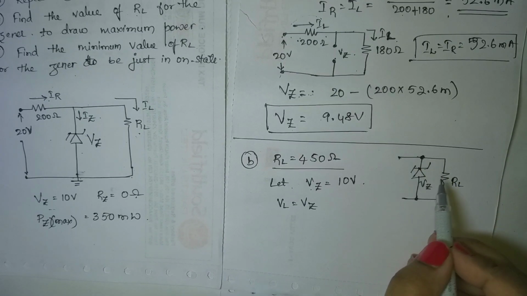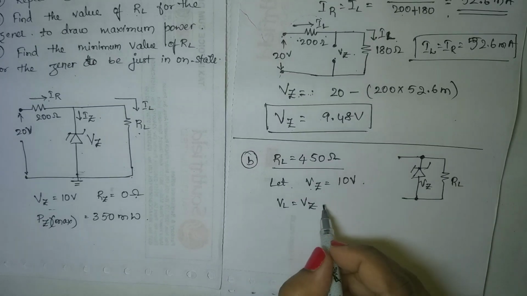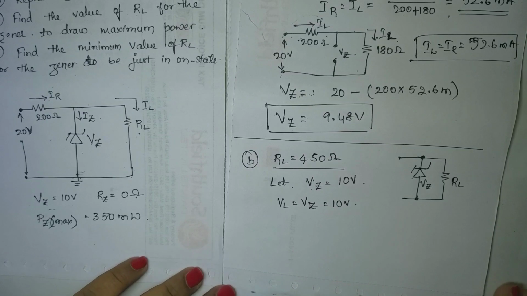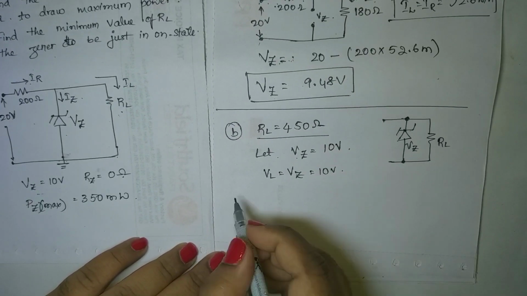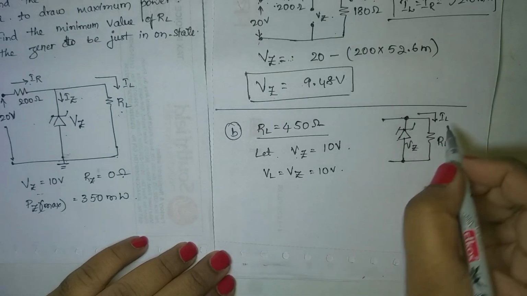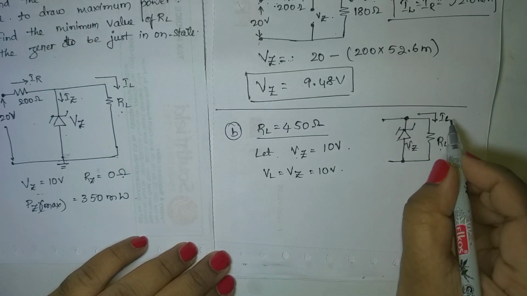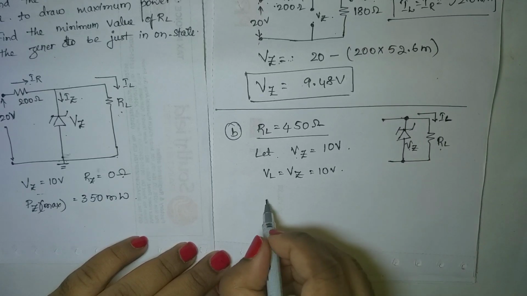Therefore, Vz is equal to VL, which is equal to 10 volts. So now I'll find the value of IL. Because I know RL, and I know Vz, now I can find the value of IL.